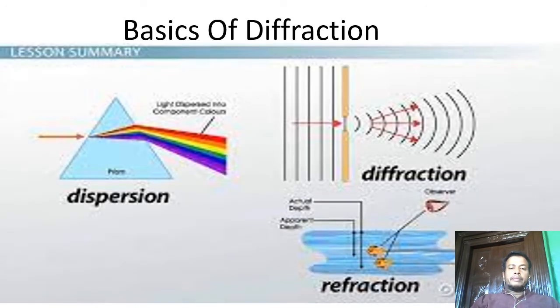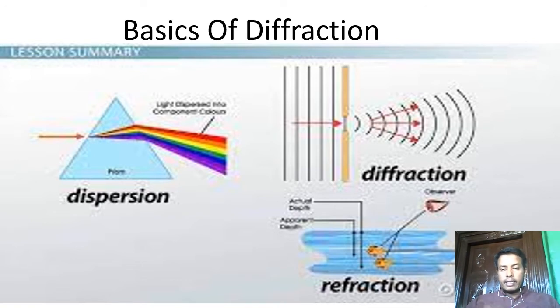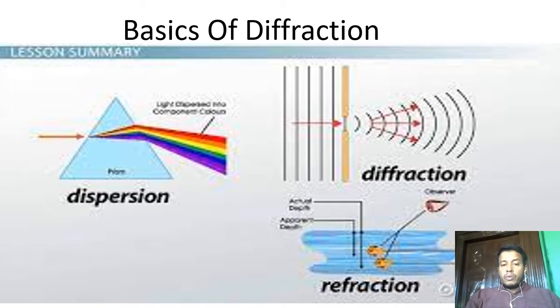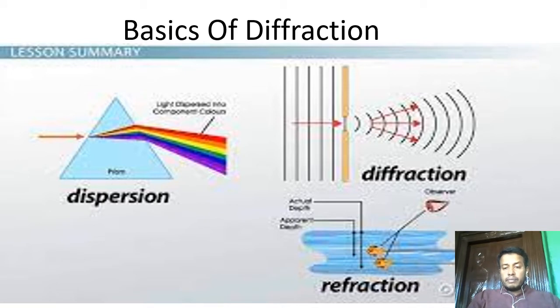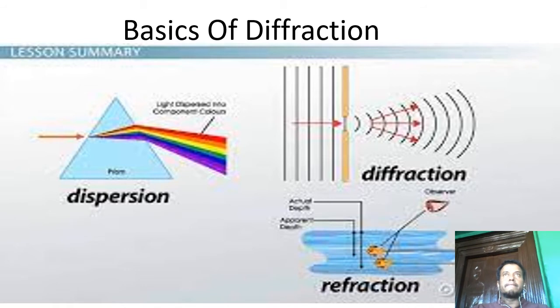Whenever light travels in a straight line because of its particle nature, a shadow is formed. When light moves from one medium to another, the light ray is bent. That is called refraction. When light is passed through a prism, it splits into its constituent colors.